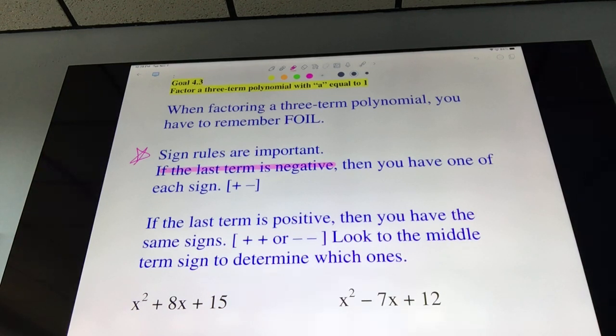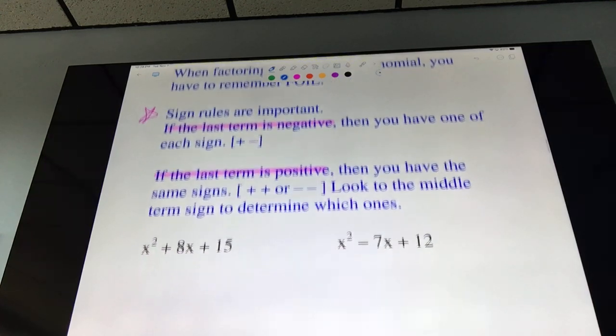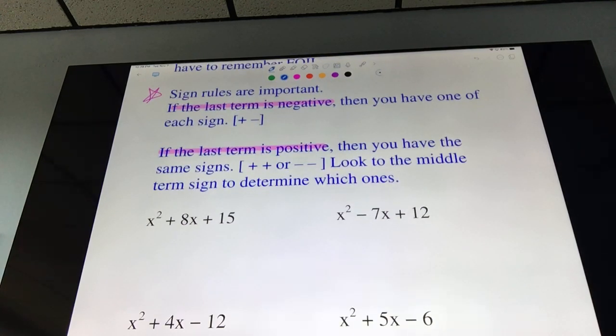Memorization. If the last term is positive, then you're going to have the same signs, either a plus plus or a minus minus. And you're going to know what they are by looking at the middle term. That's going to tell you whether to put plus plus or minus minus. This is where you really have to know your multiplication facts. And if you don't know them, then you're going to make really good use of your calculator, okay?